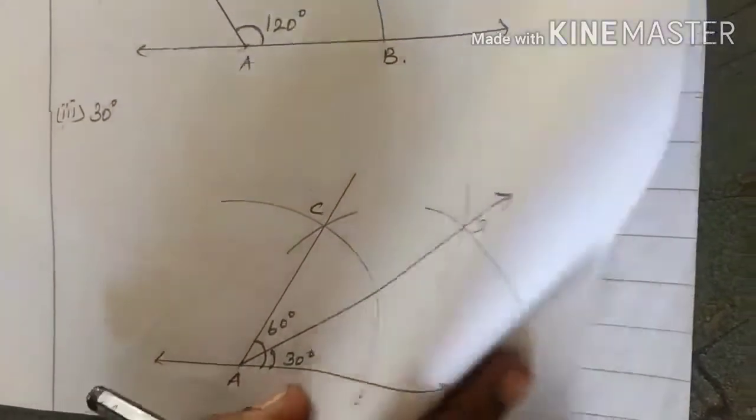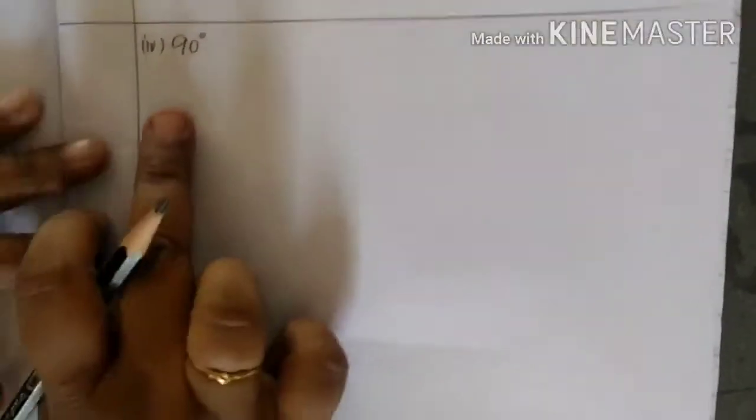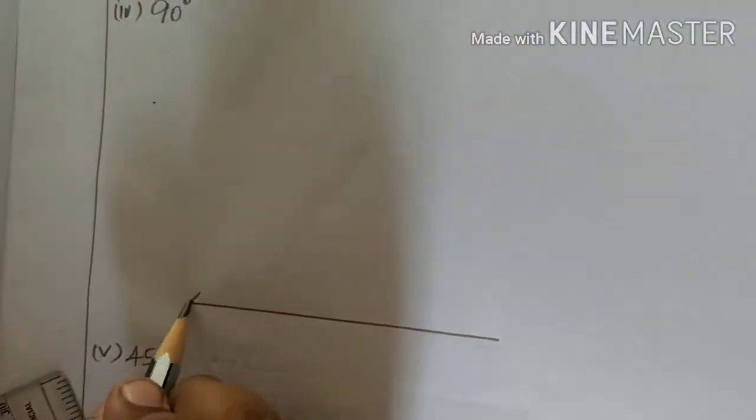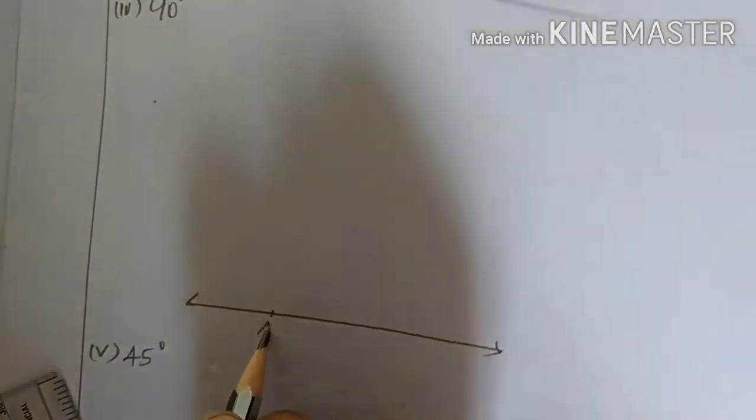Next, move on to the next sum. This is question number 4, 90 degrees. For this, 90 degrees is something different. Look at this, and then you can do it. Keep this and draw the line. Mark the point A.